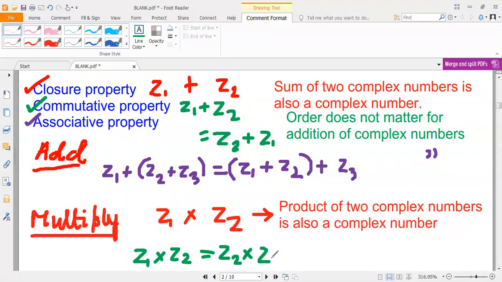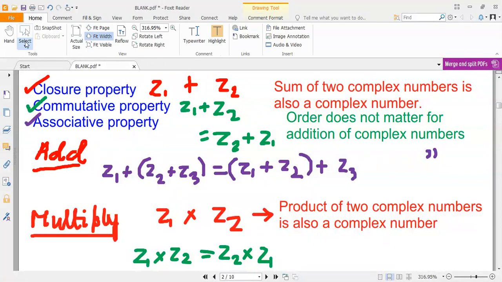Initially we were talking about the addition operation, so it was z1 plus z2 is equal to z2 plus z1. Now since we are talking about the multiplication operation, it's z1 into z2, or z1 times z2, is equal to z2 into z1, that is z2 times z1. So the same thing happens here. Order does not matter. Instead of addition, here we'll talk about multiplication of complex numbers.